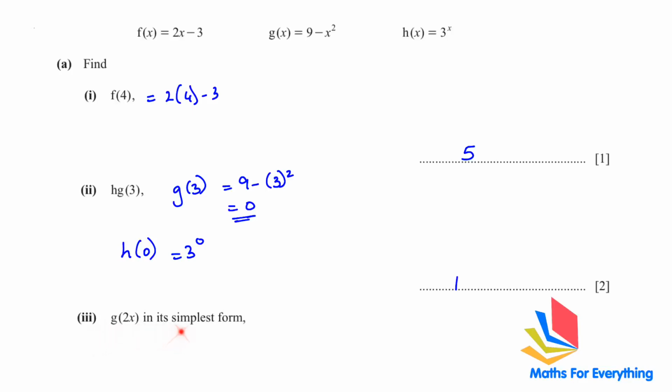Next, write g of x in its simplest form. So we are going to do the same thing that you have 9 minus x square. So in place of x, what are we going to substitute? 2x. Remember that the power which is there outside the bracket is for 2 and for x. So you will get 9 minus 4 x square.